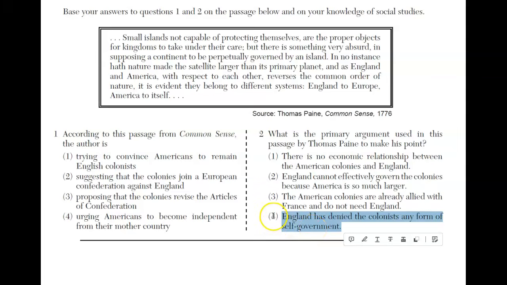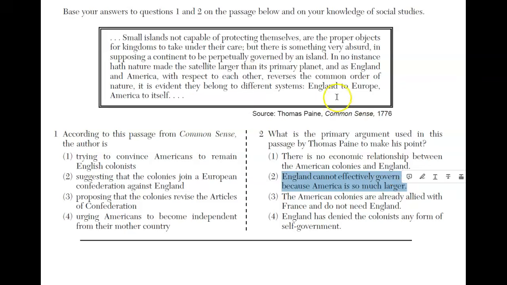But that's the one that lazy guys are going to maybe jump to. England cannot effectively govern the colonies because America is so much larger. If you look at it, all through it, that's what he keeps talking about. America's a huge continent. England is a small island. The small island cannot govern a big continent. And that really is the best answer here.